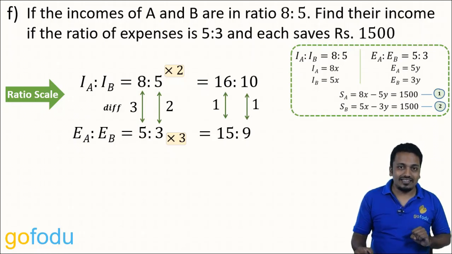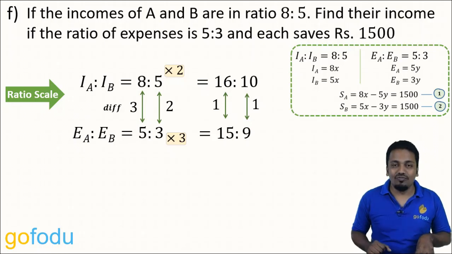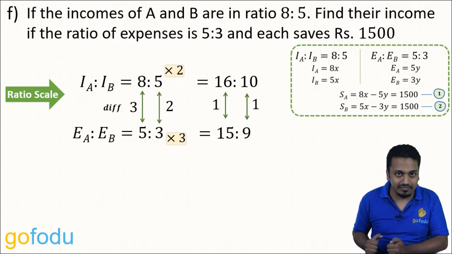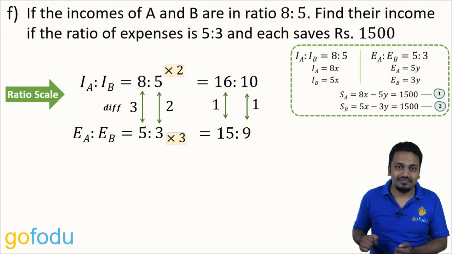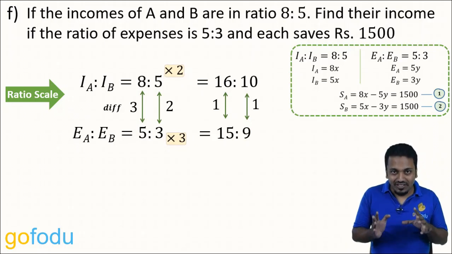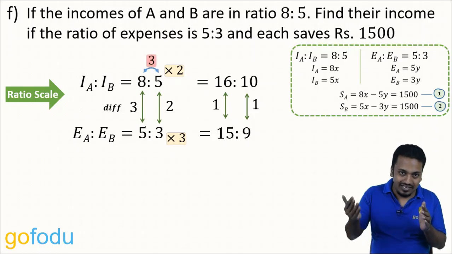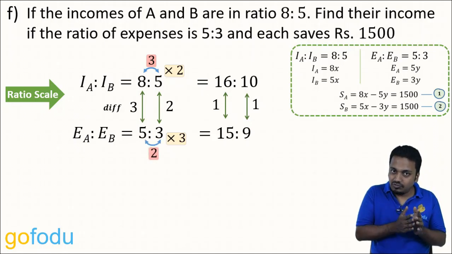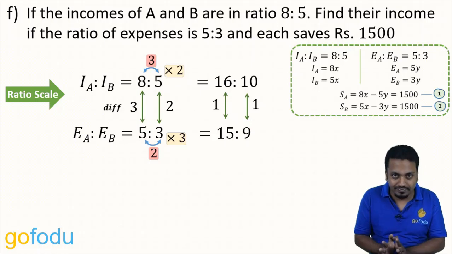Here's an important trick. How did we know what number to multiply the ratio with? So that the difference of first term and difference of second term is same. How did we get to the values 2 and 3? Well, the difference between the terms of income ratio is 8 minus 5, that is 3. And the difference between the terms of expense ratio is 5 minus 3, that is 2.